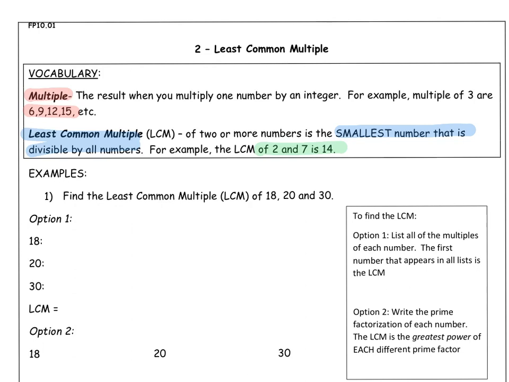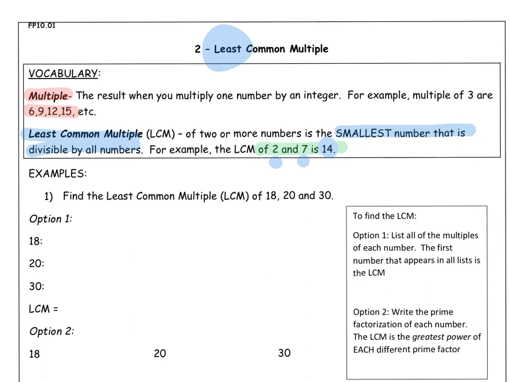It's a little bit odd because it's got the word least in it, which makes you think that it's going to be small. But the least common multiple has to be a number larger than any of the individual numbers. So the number 14 is larger than both 2 and 7, okay? There are two ways that you can find the least common multiple.